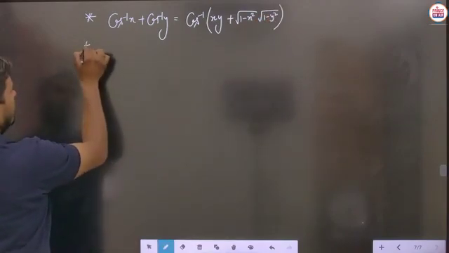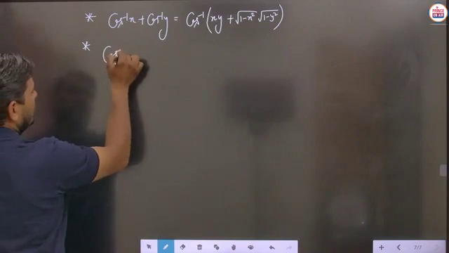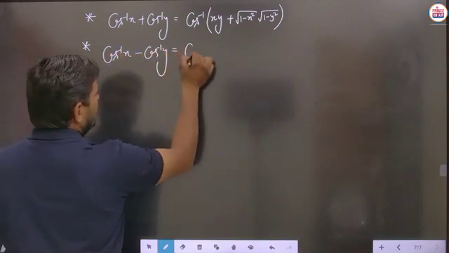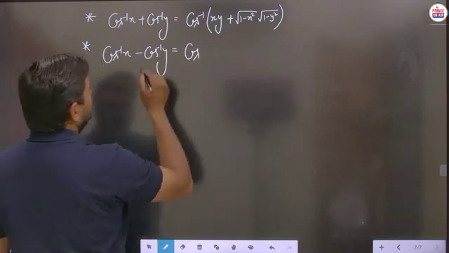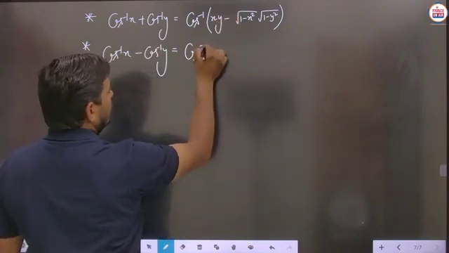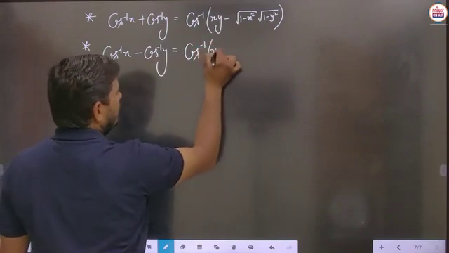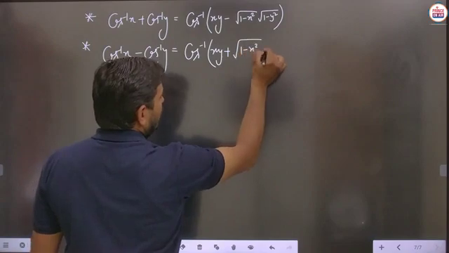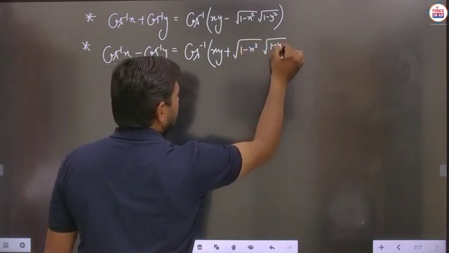As well, we can see this part, cos inverse x minus cos inverse y. Then the result should be written like this: here there is plus, then it should be minus. It should be minus, remember this. And here where it is negative, you have to write the plus sign. And why these are plus or minus, we will check here.